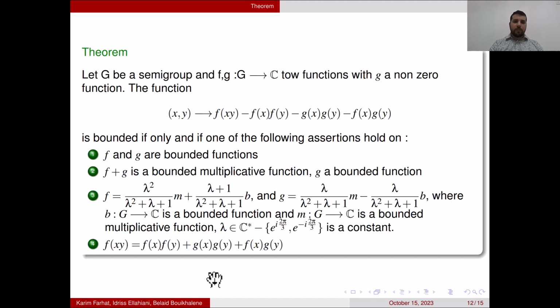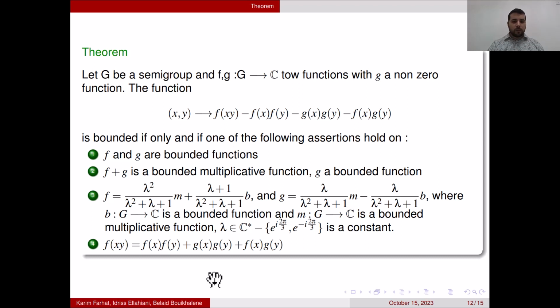Theorem. Let G be a semigroup, f and g two functions defined on G to C, with g a non-zero function. The function (x,y) to f(xy) minus f(x)f(y) minus g(x)g(y) minus f(x)g(y) is bounded if and only if one of the following assertions holds. The first: f and g are bounded functions. Second: f plus g is a bounded multiplicative function, and g is a bounded function.